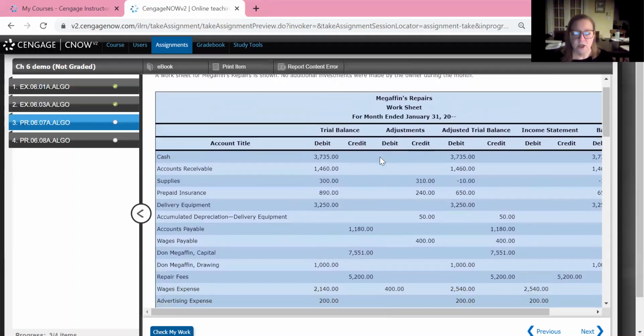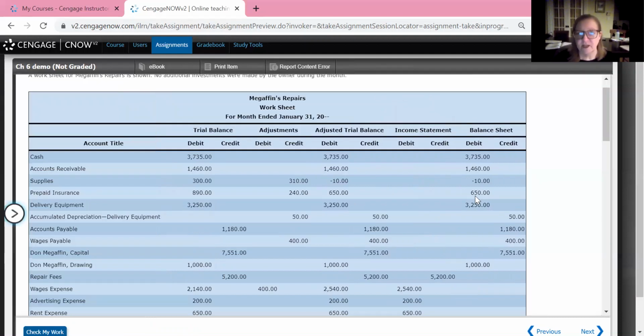When you look at a worksheet, you see how it's got these two columns for debits and credits for trial balance. That's what each account started out being. Then it's got the two columns for adjustments, debit and credit. That's how much we changed it by when we got ready to do our financial statements. And then these two adjusted trial balance numbers, that's the numbers that are actually the final balances for each account. And so you could do the financial statement straight from this adjusted trial balance column because it doesn't change again.